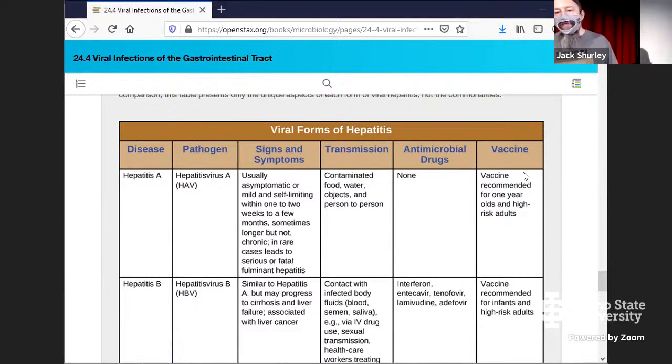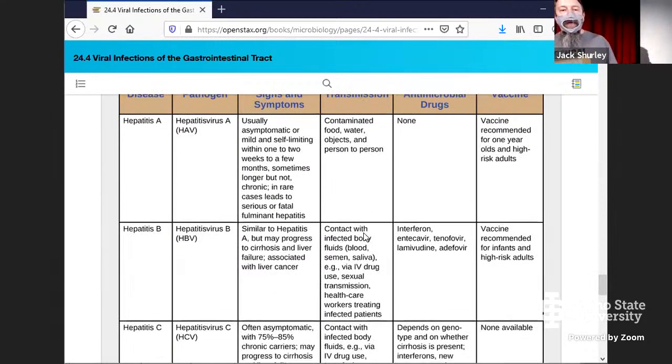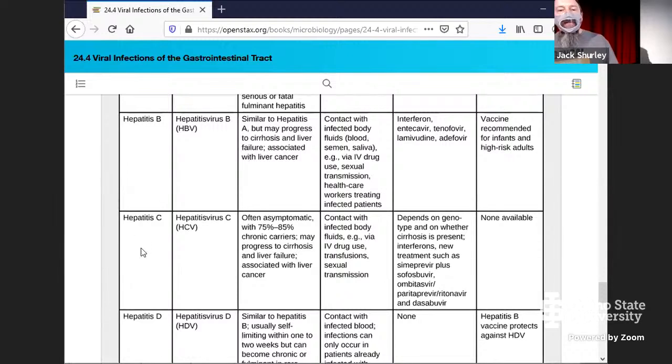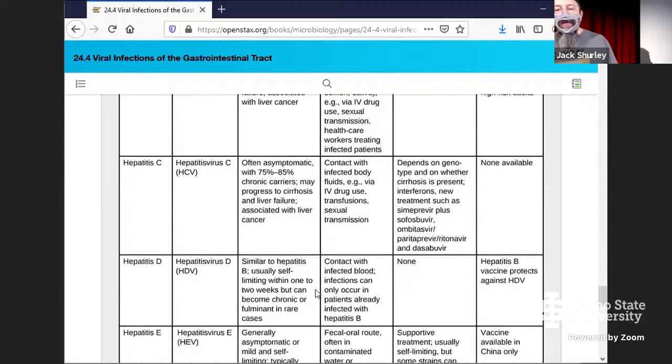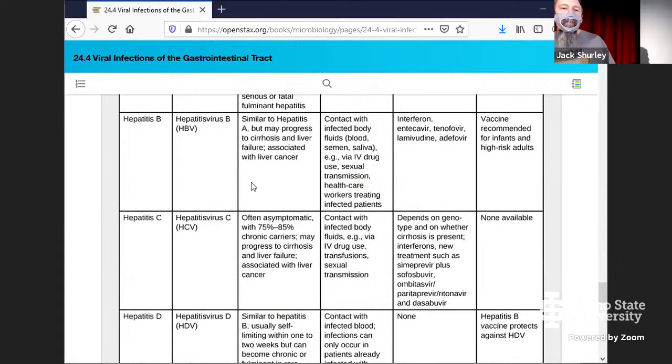There is a vaccine available for A, recommended for little kids, 1-year-old, and also for individuals at high risk. Like I said, with B, C, and D, we think about blood or other body fluids as a potential mode of transmission with all three of these, and various potentials as we move through here. D is kind of a special one. We'll hit him in just a second.